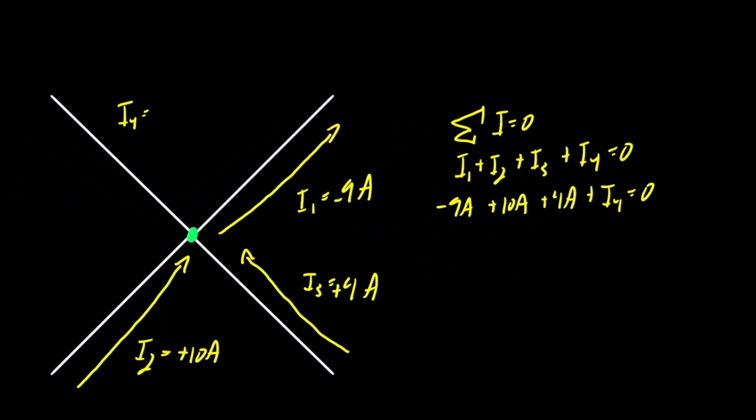So let's see here. 10 and 4, that is 14 amps. 14 amps minus 9, that should be 5 amps. So therefore I4 is negative 5 amps. And hopefully by now you realize that because it's negative, what direction is it going? Relative to the junction, it should be going away from the junction at negative 5 amps.